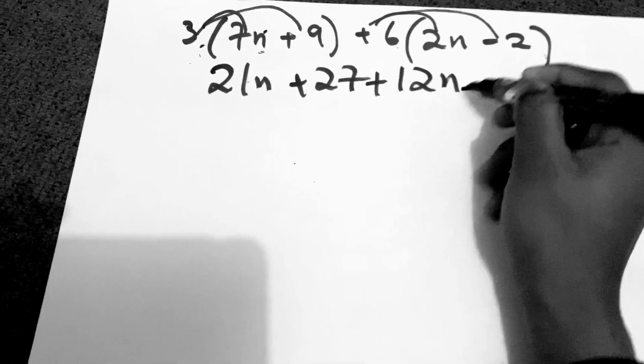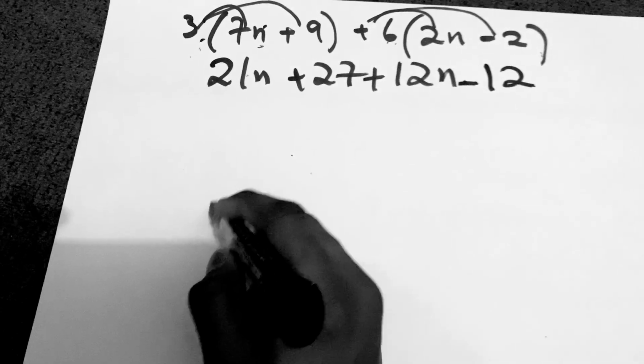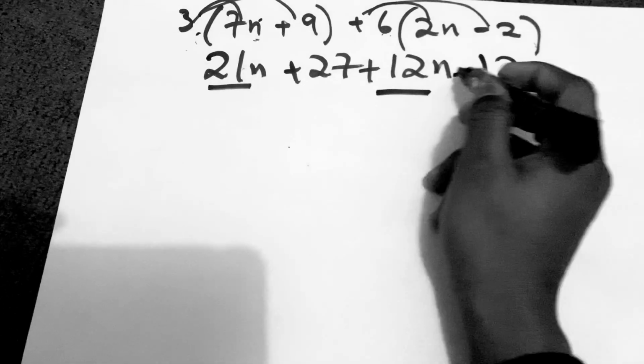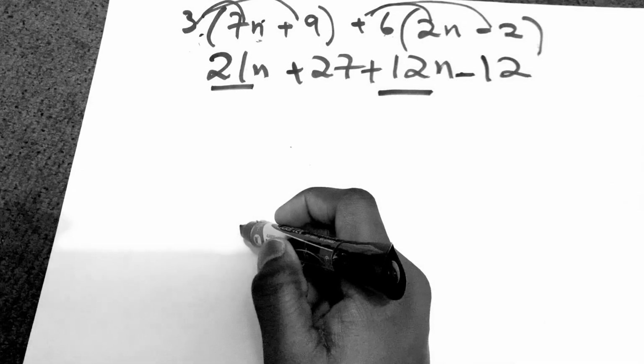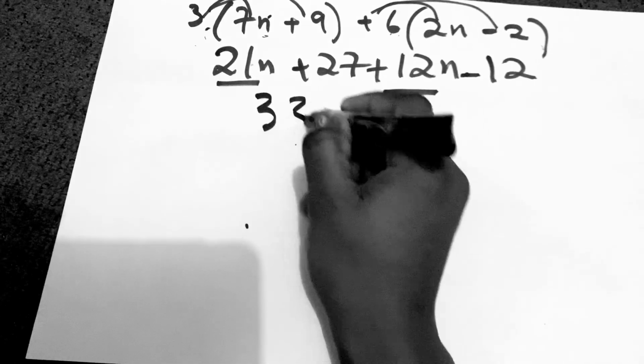Positive times negative is negative. 6 times 2 is 12. Now let's group like terms. 21n plus 12n. 21 plus 12 should give us 33, so 33n.